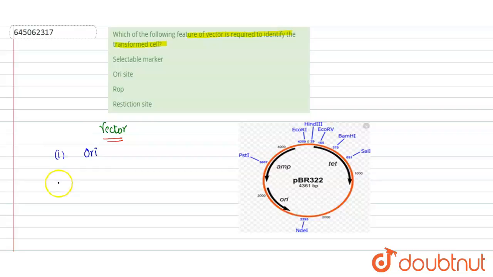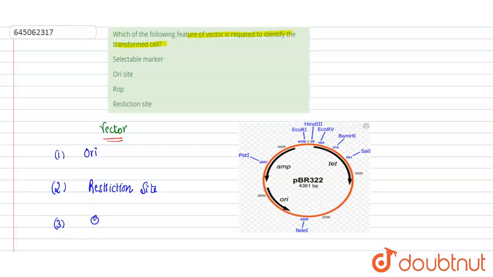Second thing, that vector should contain a restriction site. Restriction site should be present in any vector so that the desired gene of interest can be inserted into it. Without a restriction site, that vector can't be cut, and then the DNA or gene of interest cannot be inserted. And third thing is the selectable marker.